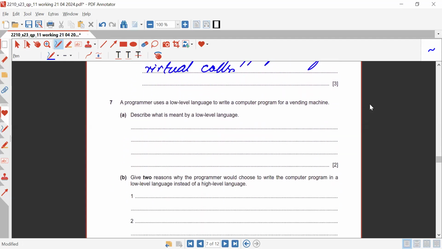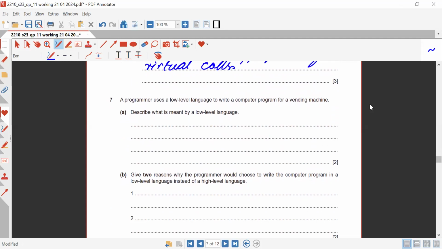What does it say? A program uses a low-level language to write a program for a vending machine. Describe what is meant by low-level language. Now they are asking you to explain low-level language. As we know, low-level language is something that is understood by the systems or by the machines, and it utilizes mnemonics. Mnemonics are special characters, for example hashtags, asterisks; these types of symbols are known as mnemonics. So you can write it down.